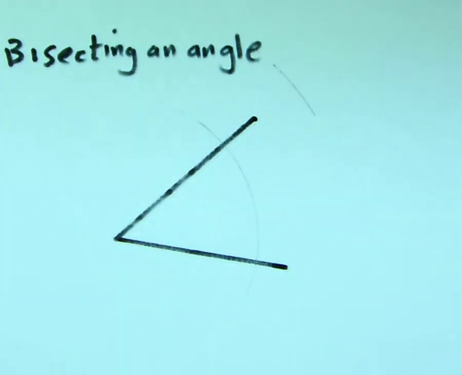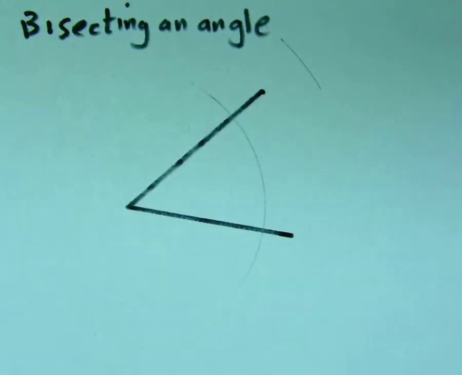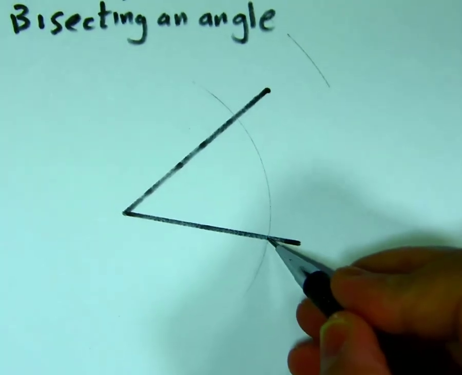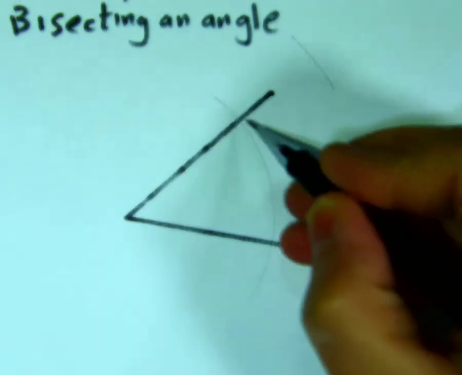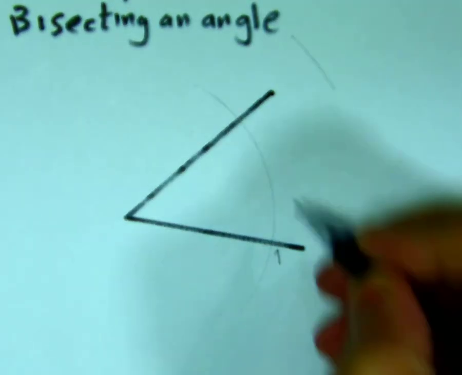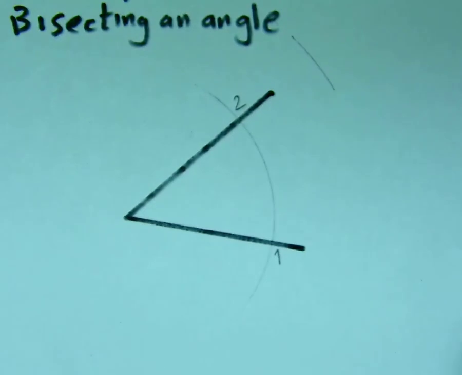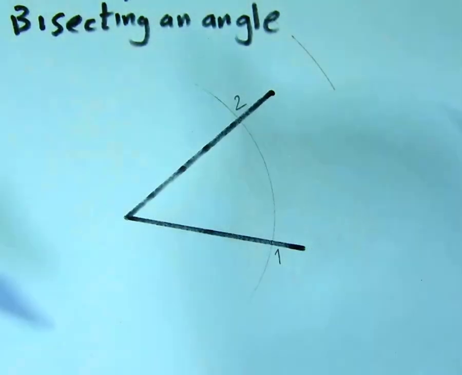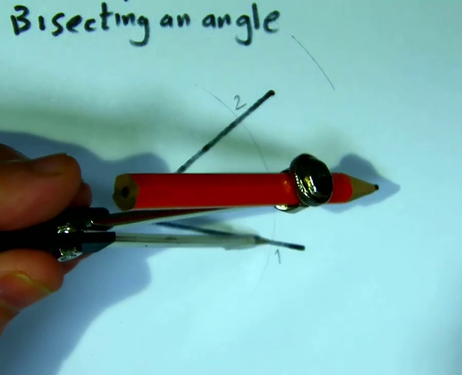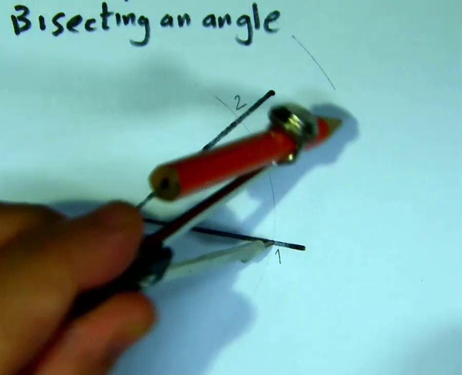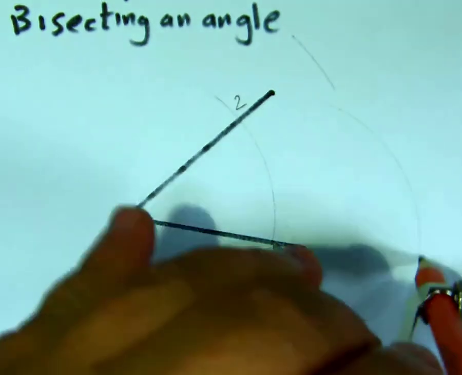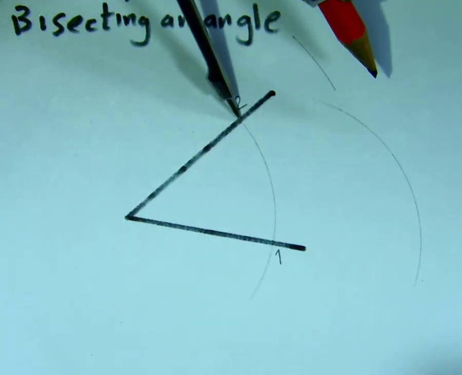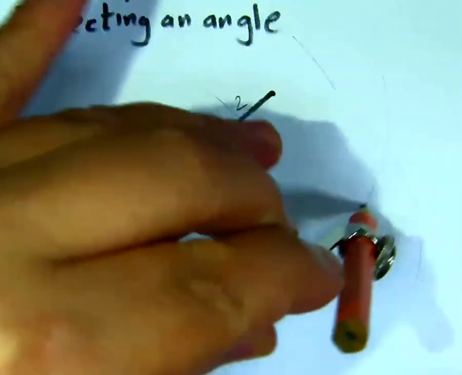Now once you have your arc, you will get two points of intersection, where the arc intersects with the line. We'll call them point 1 and point 2. From this point of intersection we are going to draw a new arc, and don't change this distance. From the other point of intersection, draw another arc.